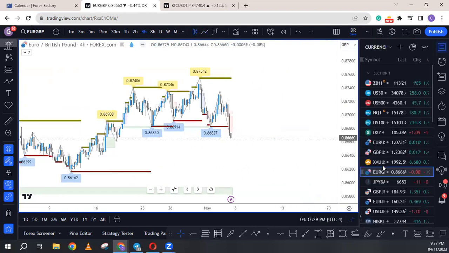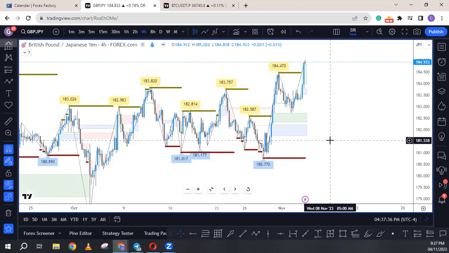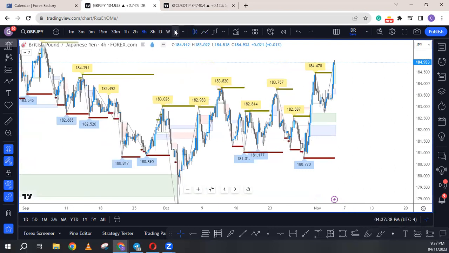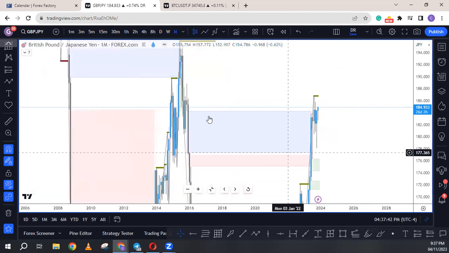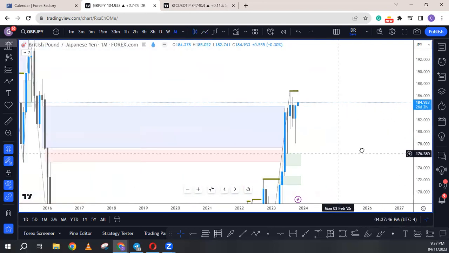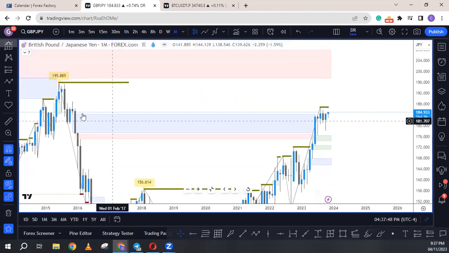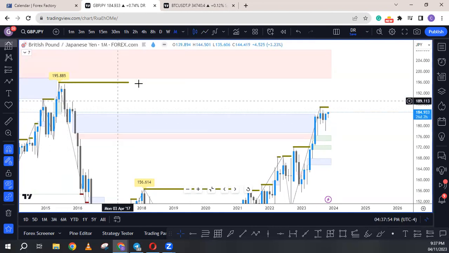So the next pair we're going to be looking at is pound yen. Pound yen still has a bullish bias. If we look at it, it has closed above this monthly fair value gap, but it's still within a bearish order block on the monthly. It hasn't cleared this bearish order block on the monthly.